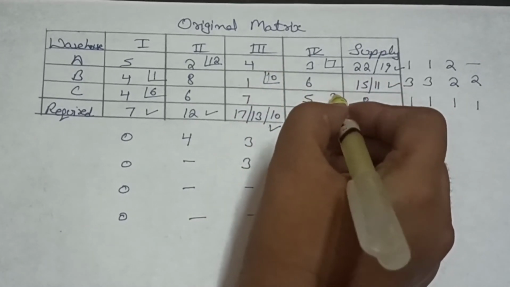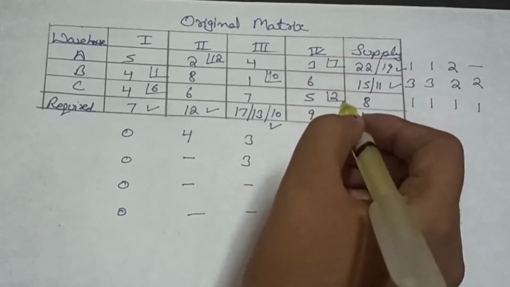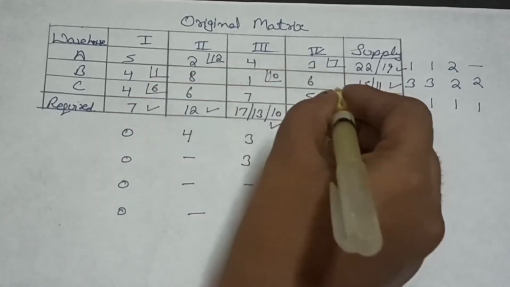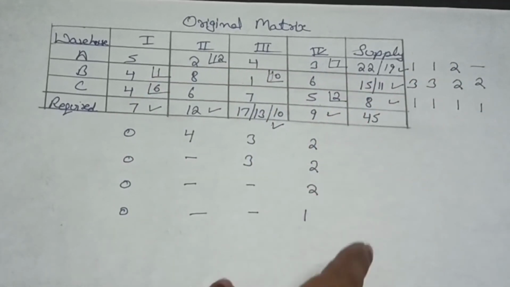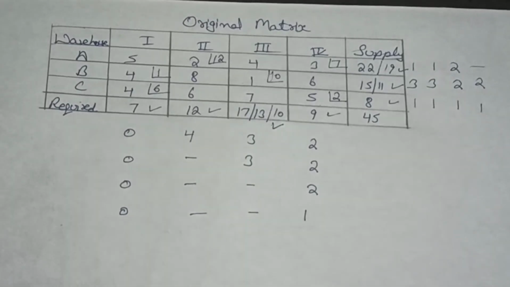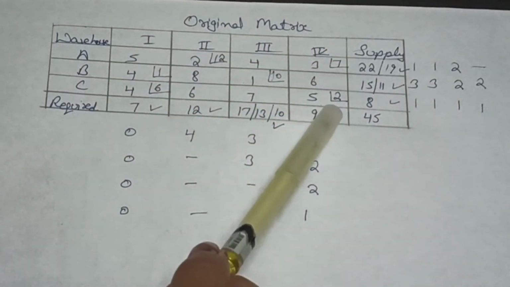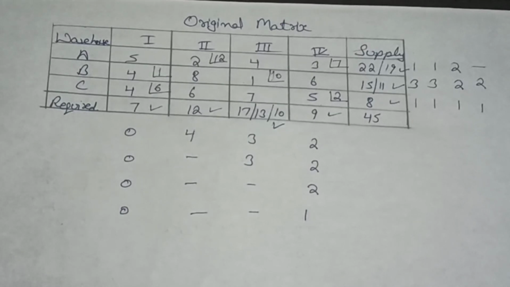Now we will give it 2. 7 and 2 is equal to 9, also satisfied. And here 6 plus 2 is equal to 8. This column also has been satisfied. So students, you can see we have calculated this matrix and we have also calculated our allocations. 1, 2, 3, 4, 5 and 6, and the number of allocations is equal to 6, which is also equal to m plus n minus 1.